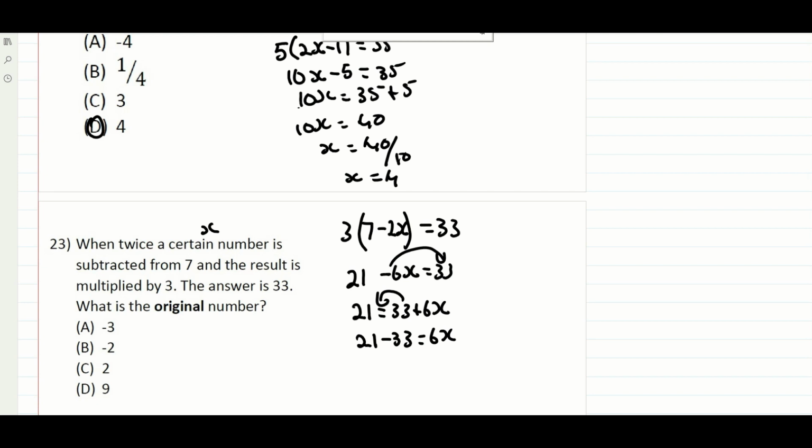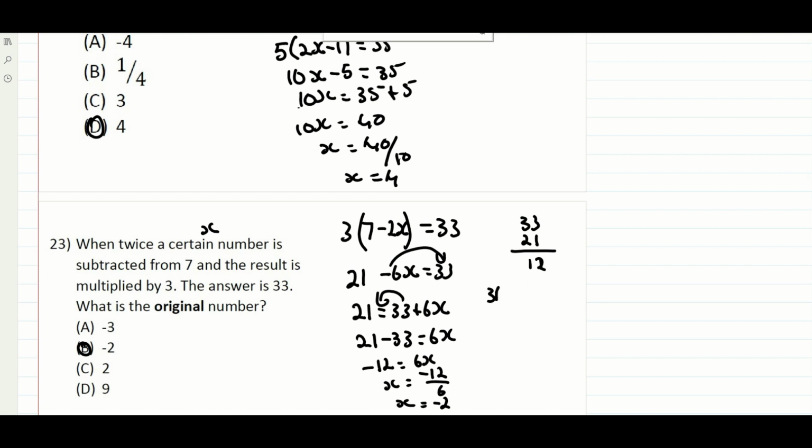Okay. 33 minus 21 is 12, sorry. So this will be negative 12 is equals to 6x. So x is equals to negative 12 divided by 6. So x is equals to negative 2. So the answer is B.